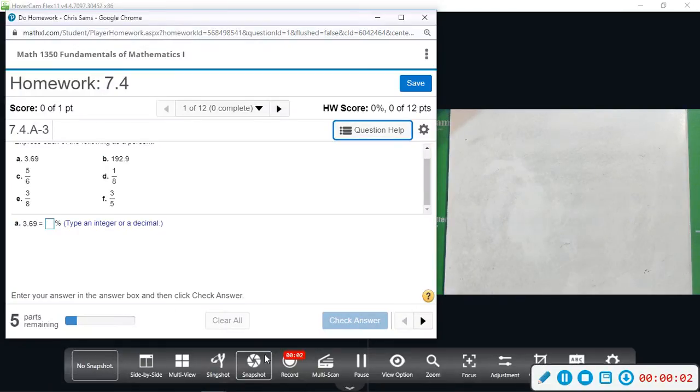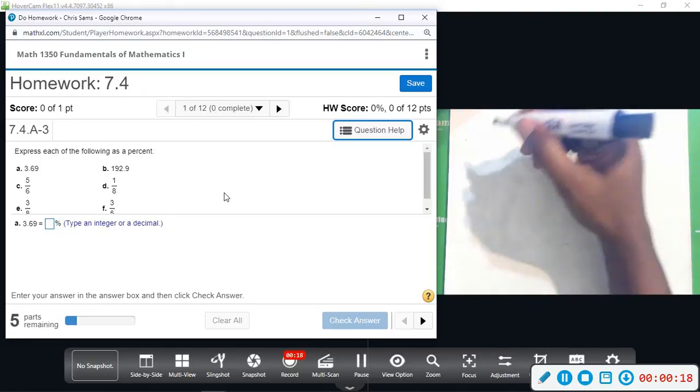All right, chapter 7, section 4, we're going over percents. And this first problem, number 1, has A through F. And we want to express each of the following as a percent.